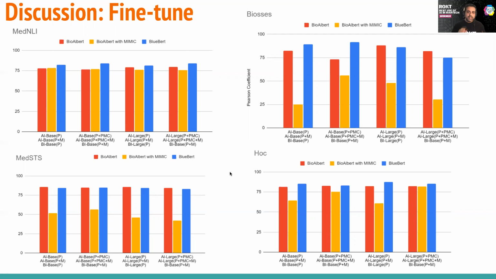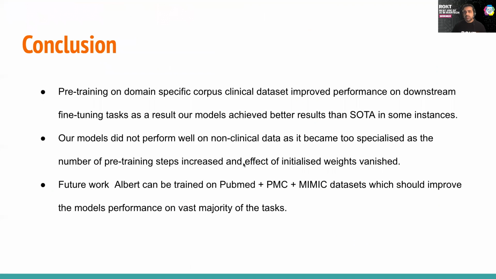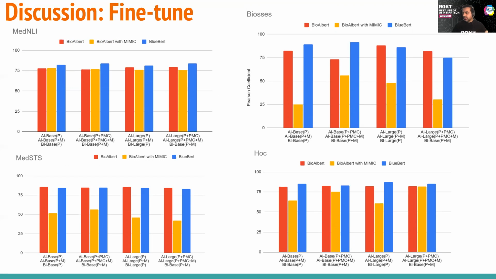Currently, as it was initialized with the BioALBERT weights and then pre-trained specifically with MIMIC, which is a clinical dataset, as the pre-training steps went ahead, it had 270,000 pre-training steps for the large models and 200,000 pre-training steps for the base models. They became specialized and they perform really well on clinical datasets. However, they don't perform very well on other general tasks such as ChemProt or chemical datasets or any other dataset that is not clinical.